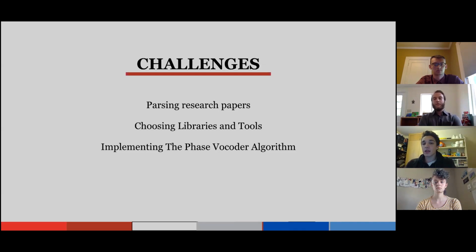And then after we got through that, it was the challenge of choosing libraries and tools. And I'll let you talk about that. Yeah, so this was really difficult because we had a very open-ended project. Would C++ or Python be a better language? We didn't know whether we were going to care about performance or front-end stuff. So there were lots of difficulties with choosing those.